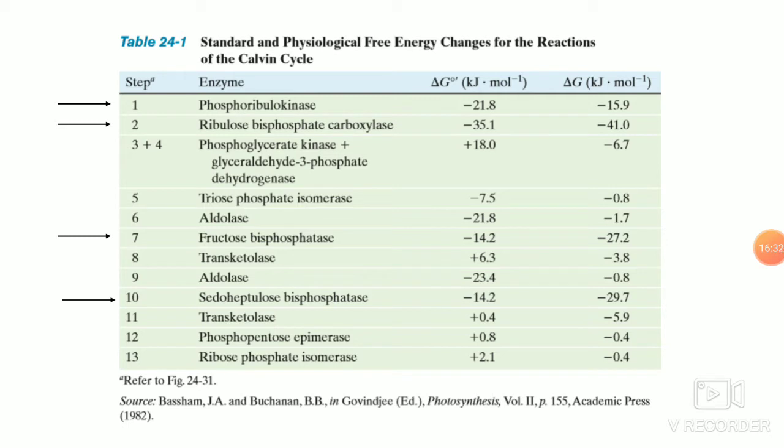Now, whatever glyceraldehyde 3-phosphate is generated, that glyceraldehyde 3-phosphate is converted to glucose, and then it is further converted to starch, and stored in the cells.